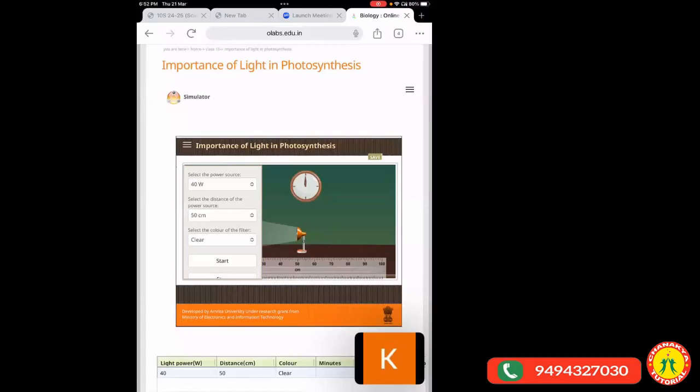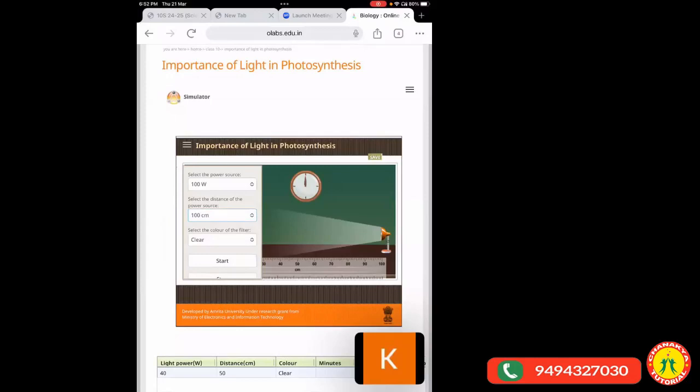So select the power source. So 40 watt or the 100 watt you need. 40 watt is with less light and the 100 watt is with more power. Then select the distance of the power source. So how much distance you need? 50 centimeter is near, 100 centimeter is far. Fine. So according to your choice, the source or the object will be moving.